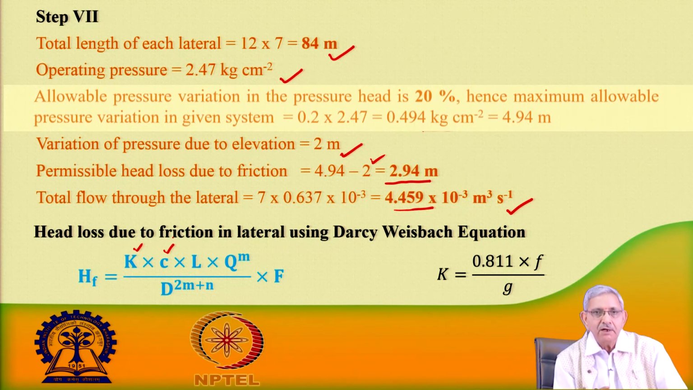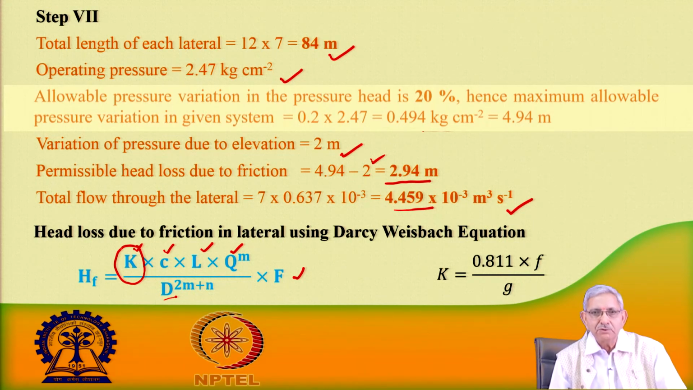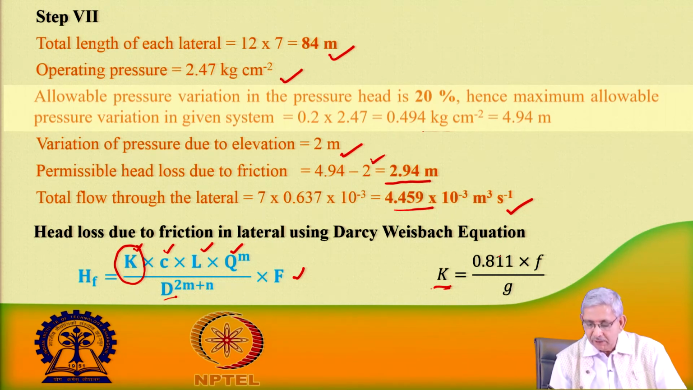where K is a unit constant, C is another constant in this equation, L is the length of the pipeline in meter, Q is the discharge from the pipeline in liter per minute, D is the diameter of the pipeline in millimeter, and F is the reduction factor. Now, this capital K is also a factor associated with the friction factor, and it is estimated by using this equation, which is given by 0.811 into F divided by G.